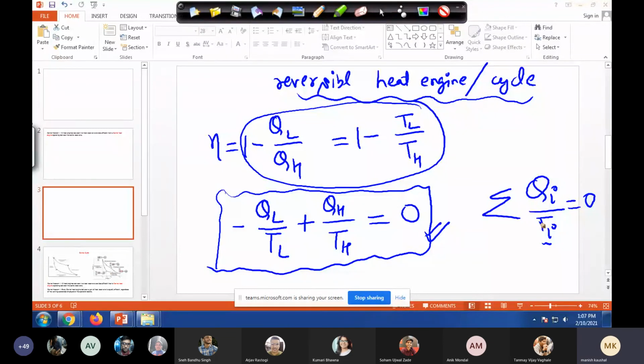But what will happen if we take an irreversible heat engine? And QI has to maintain its sign. If you are giving to the system, it's plus. If you are taking from the system, it's minus. Tomorrow we'll see what will happen to this summation of QI by TI when we take an irreversible cycle, and then how we can go, rather than this kind of discrete Carnot engine, to a more general cyclic process. That is the agenda for tomorrow.